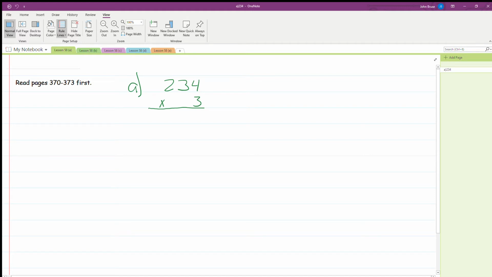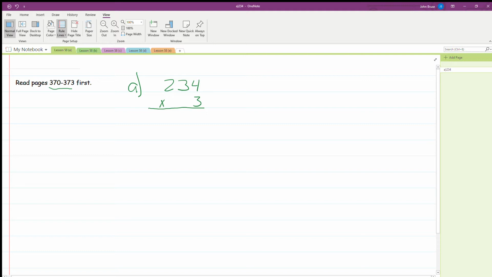Okay, so we are working on lesson 58 today. Before you start this lesson, you need to make sure that you have read page 370 through page 373. We are working on the lesson practice, which is on page 373. We're going to start with some 3-digit by 1-digit multiplication, and then we're going to do a couple of word problems. So our first question is 234 times 3.